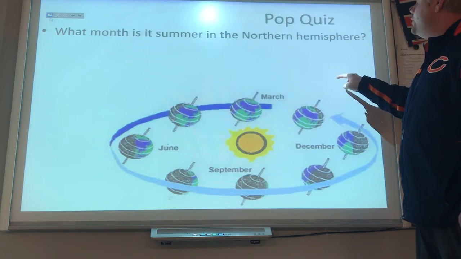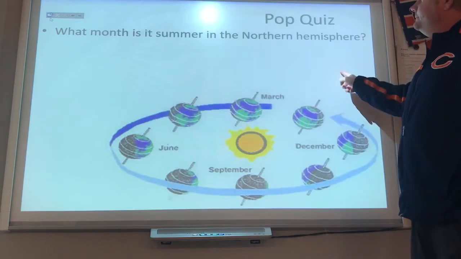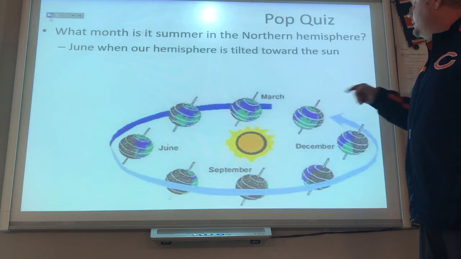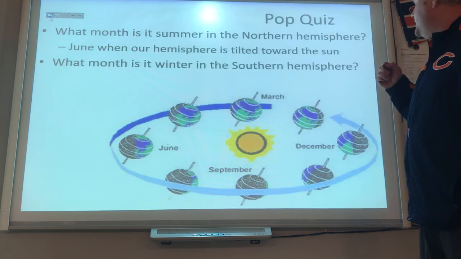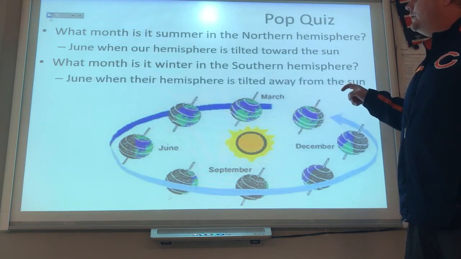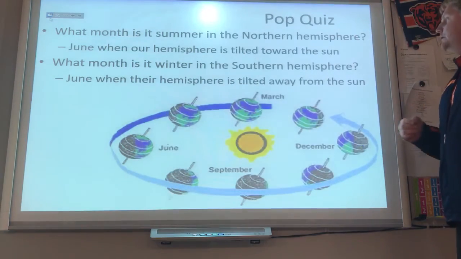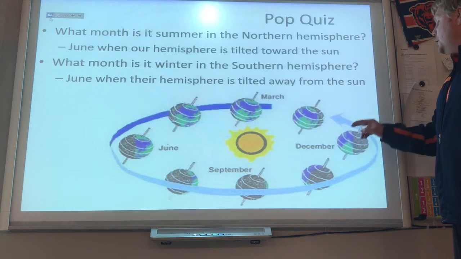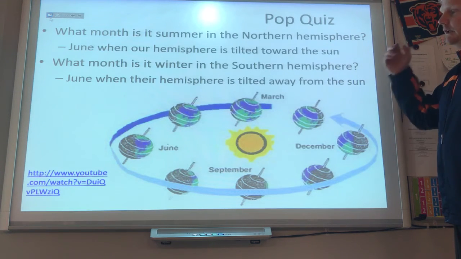What month is summer in the northern hemisphere? North. June, we're pointed towards the sun. What month is winter in the southern hemisphere? Winter. Winter in the southern. June! That's when they're pointed away. And it's opposite for them. December is summer for them and winter for us. Again, another video.